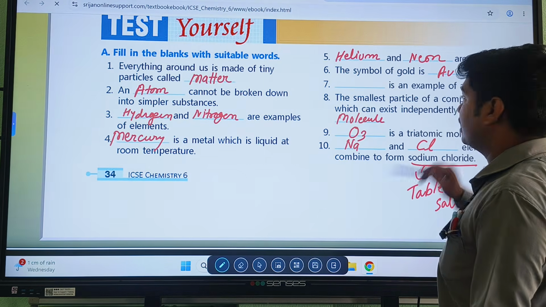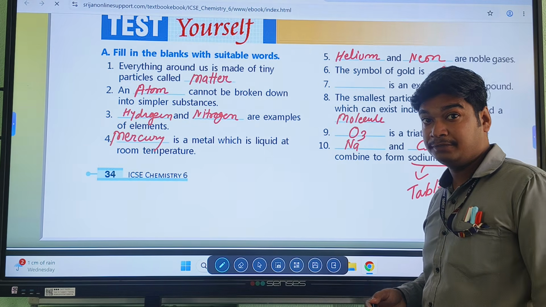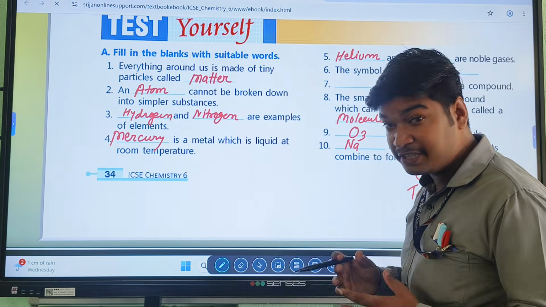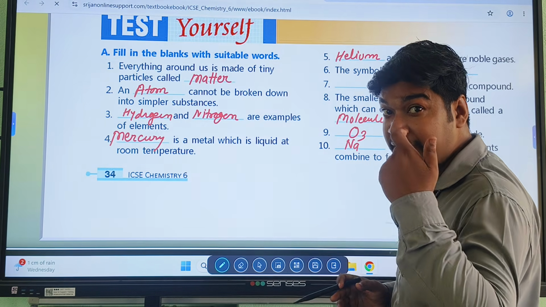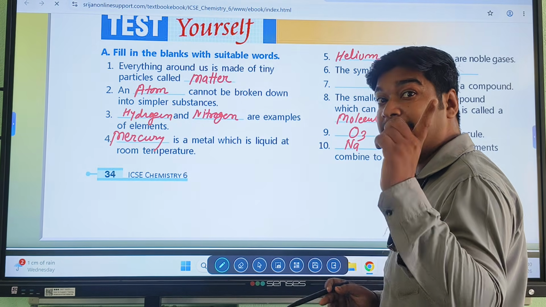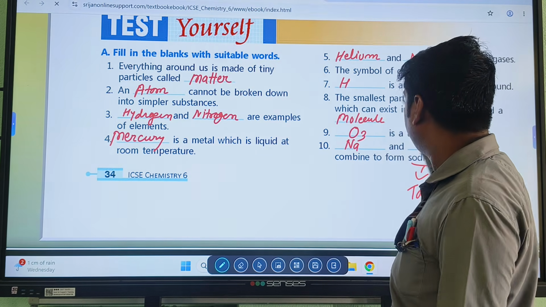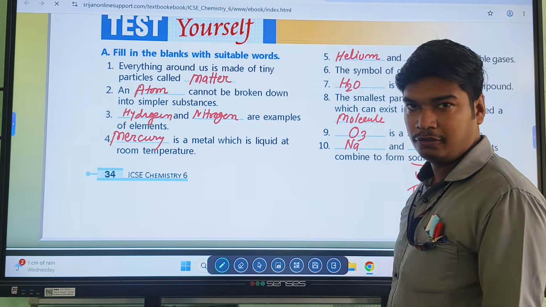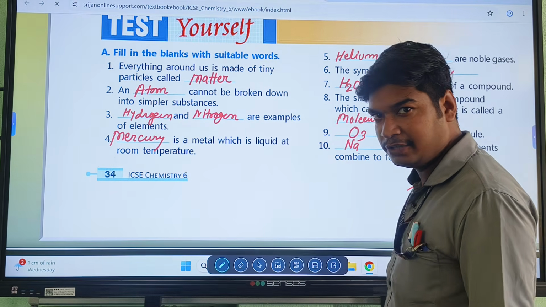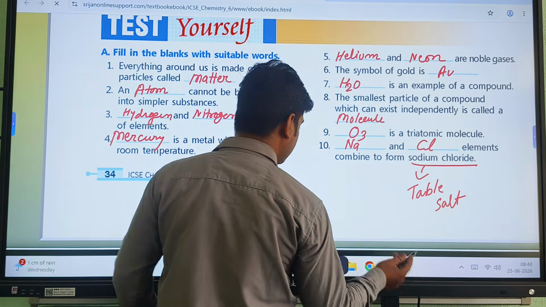Dash is the example of a compound. What is compound? What is compound? It is the combination of 2 or more elements in a fixed ratio, and they are going to combine chemically. So the most easiest example of compound will be H2O. Okay? Any doubt? Okay. Now come to the next question.